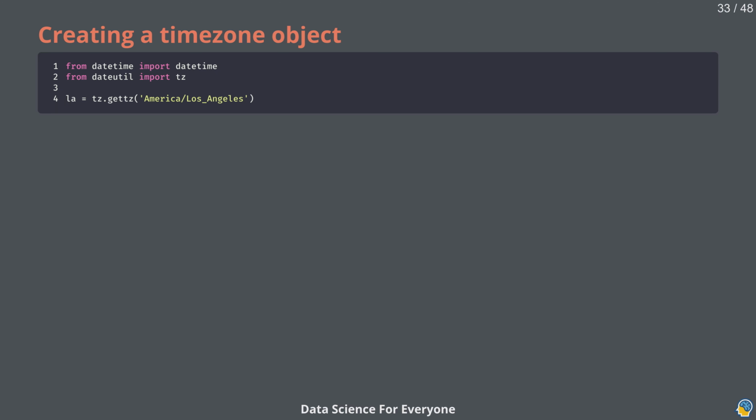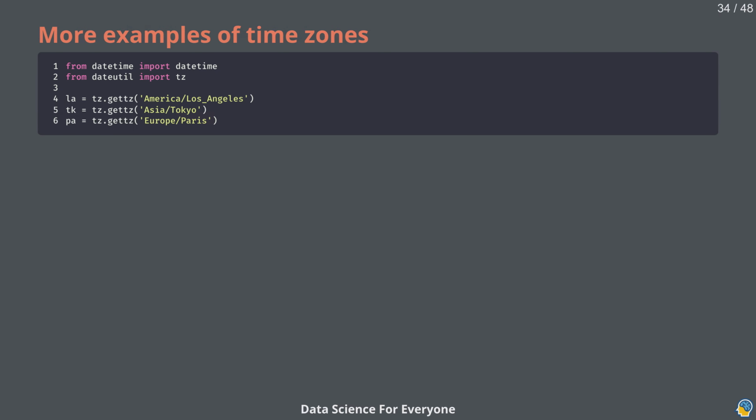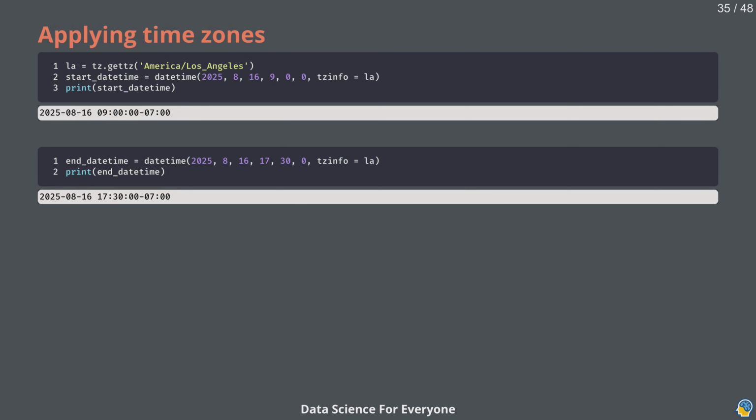The tz database organizes time zones by continent and then by a major city. For example, America/Los_Angeles is used for the US West Coast. We can get this time zone by calling the gettz method with the argument set to America/Los_Angeles. Here are some other examples. Let's look at the start DateTime again.